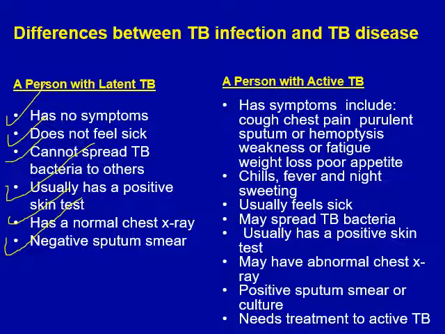And usually the X-ray is abnormal in the form of a cavity or collapse or pneumonia or consolidation, or there may be pleural effusion, or there may be diffuse opacity of the lung also. The sputum smear may be positive, by culture or even by AFB. And this patient needs treatment for active TB also.